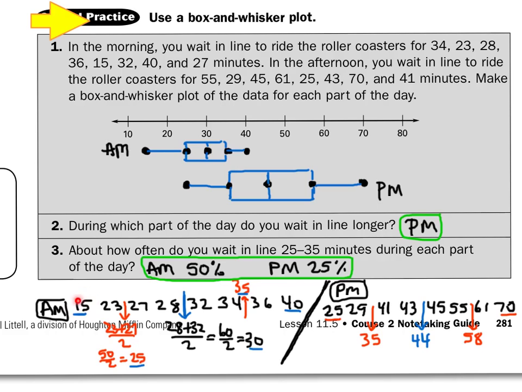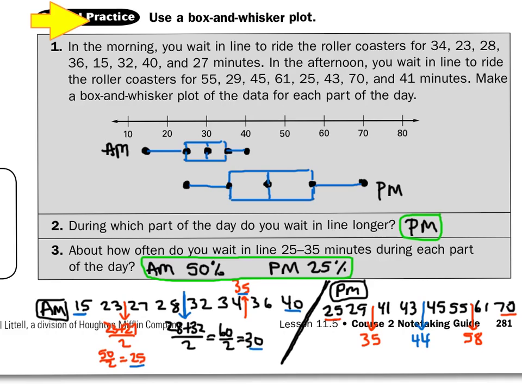So the low extreme is 15, so put a dot at 15. And the upper extreme is 40, so put a dot at 40. And then you can draw your box and whisker. Remember, draw a box around the second and fourth points. Put a vertical line through the median and extend the whiskers out.